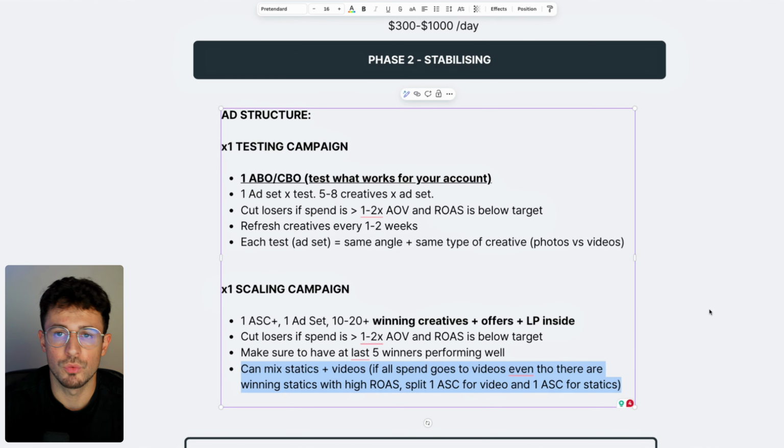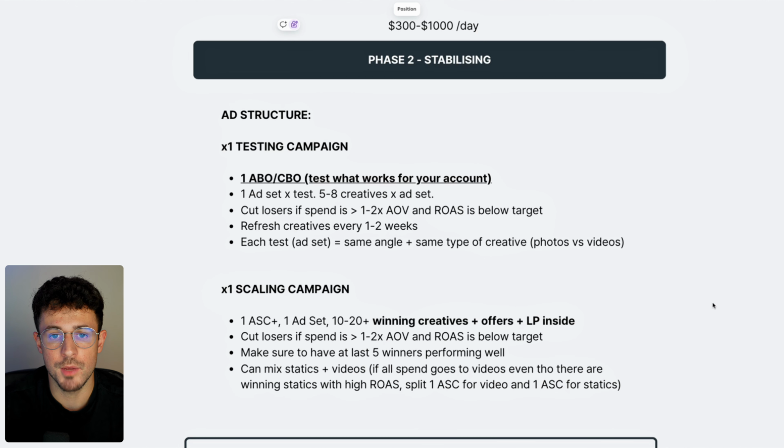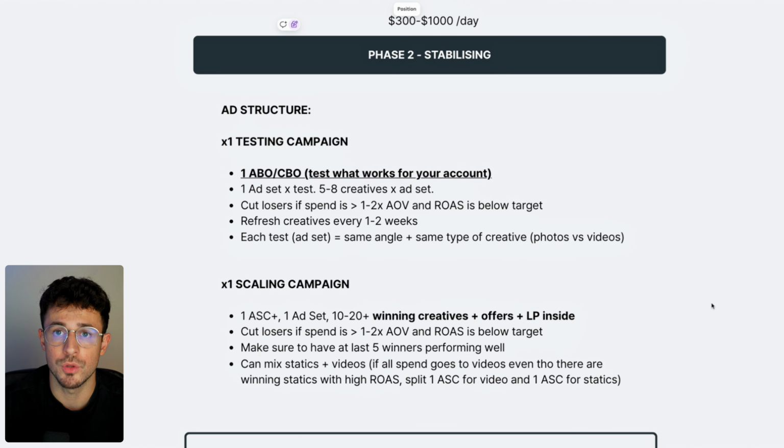And in this case, the reason why you can do this is because ideally when you move the winners, you're gonna use the post ID. So the post ID will also collect engagement. And so Meta, if it sees that the static has already good engagement, is most probably gonna spend budget on the statics as well. So you're not gonna have an issue with spending more budget on videos.